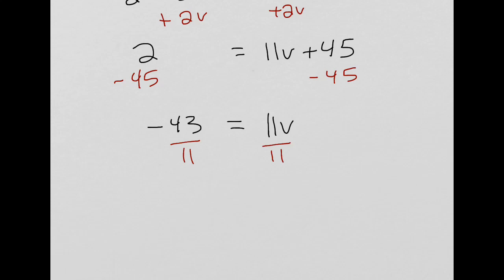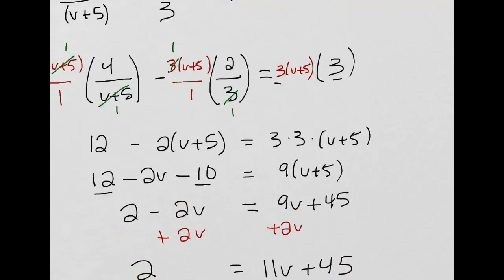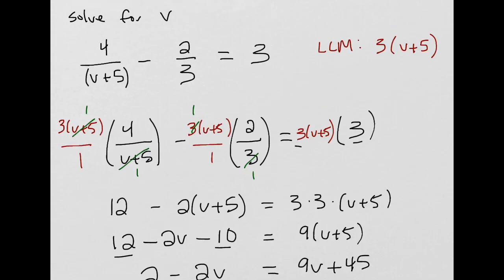And our final answer is going to be v equals negative 43 over 11. Now, I'm not boxing it in yet because it's not really an answer yet. It's a candidate answer. So one of the things we always need to be careful of when we solve these rational equations, rational just means we've got this variable part in the bottom here, I have to be careful that my solution is valid.